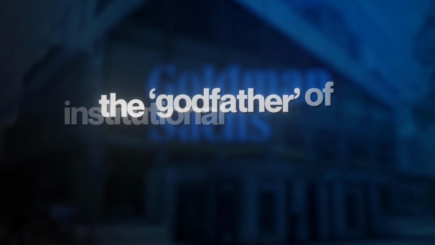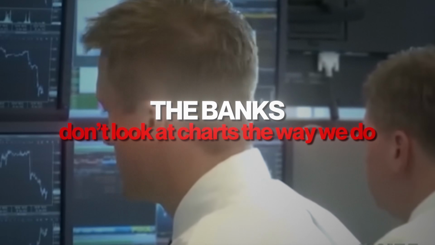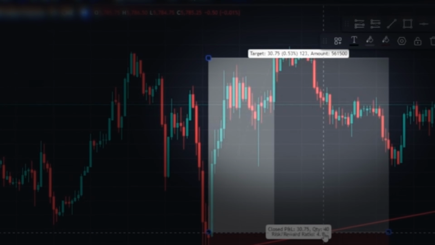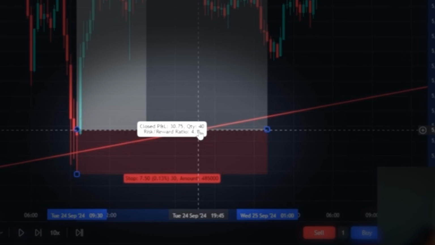A former Goldman Sachs trader, often called the godfather of institutional order flow, famously explained that banks don't look at charts the way that we do. They simply look at where the most orders are clustered. And where are the most orders? Above yesterday's high, where breakout traders have their buys, and below yesterday's low, where long traders have their stop losses.